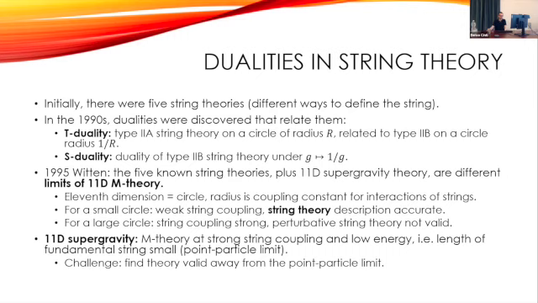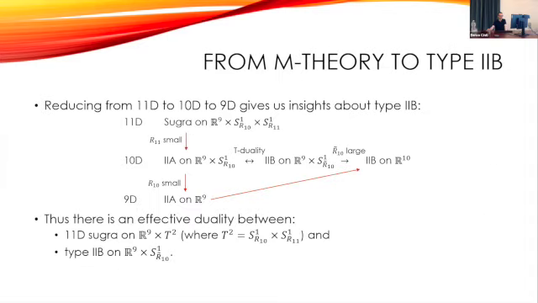So we get this M theory conjecture. And the challenge is to find a theory that is valid away from the point particle limit. So the point particle limit of M theory is supergravity, and also the classical limit of that theory. But what happens when you go beyond that limit? That is, of course, the question.